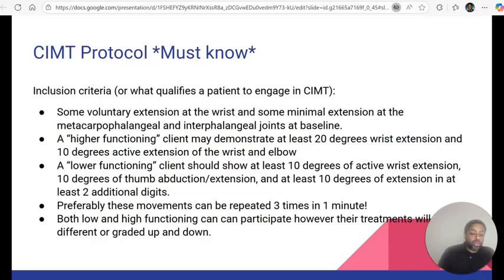Additional requirements: preferably these movement patterns can be repeated 3 times in 1 unit. But across the board, anyone who's low or high functioning could participate in CIMT. However, I think the treatment approach will have to be downgraded or upgraded based on the person's capacities.